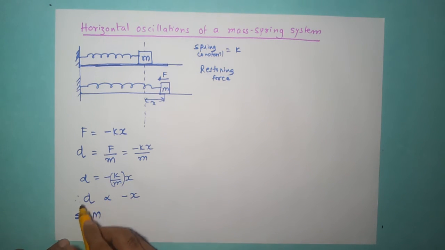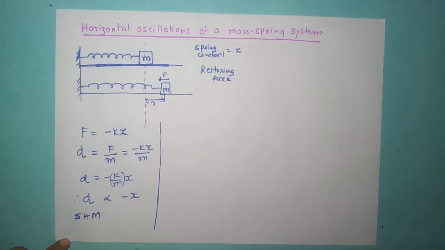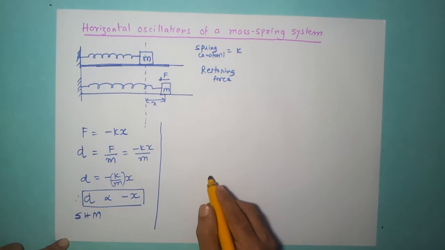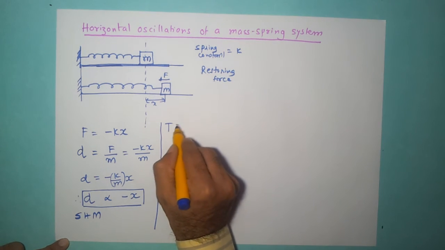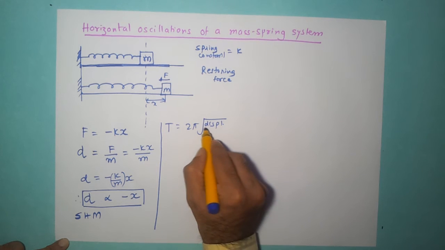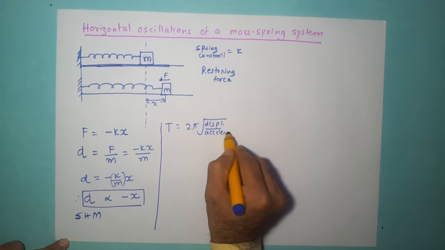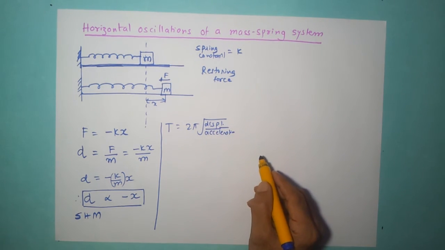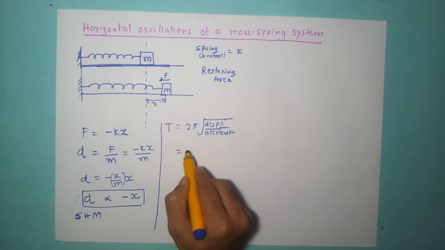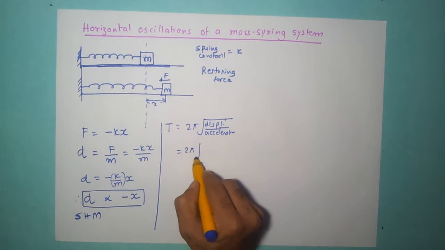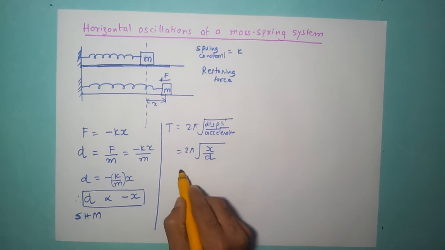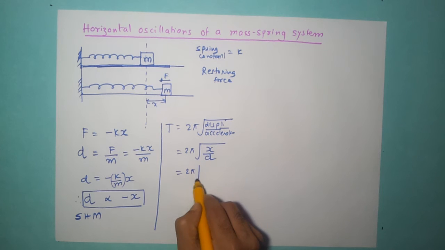Alpha is equal to minus Kx. We also have studied that T is equal to 2 pi square root of displacement upon acceleration. This is the standard equation for time period of simple harmonic motion. So what will we get in this case? T is equal to 2 pi square root of displacement upon acceleration. So displacement is x, acceleration is alpha. So that will give me 2 pi square root of x upon alpha.